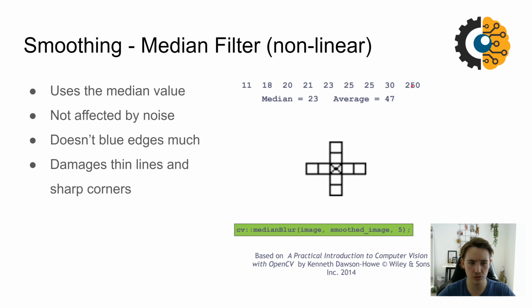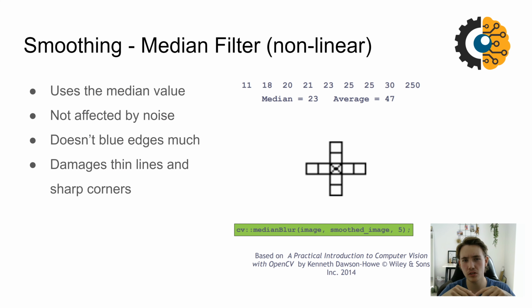So we often use just the median value, and it's more reliable and better if we're getting some noise on our image once in a while, or have some defective pixels on our camera. The median filter here is not really affected by noise, and it doesn't blur edges much. I'm going to show you an example as well where some of the other filters blur out edges in the image.